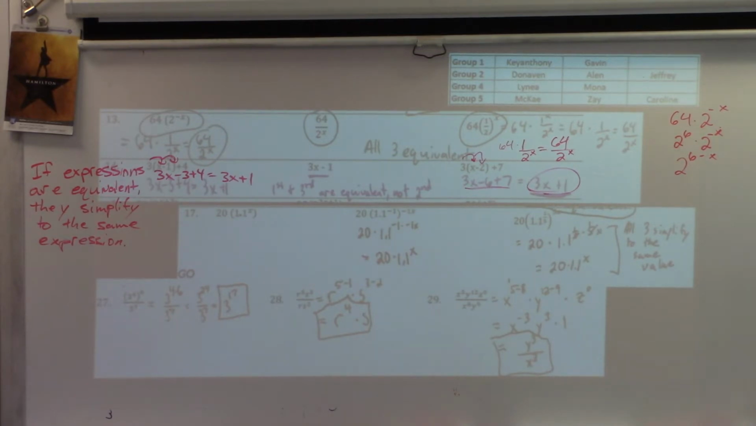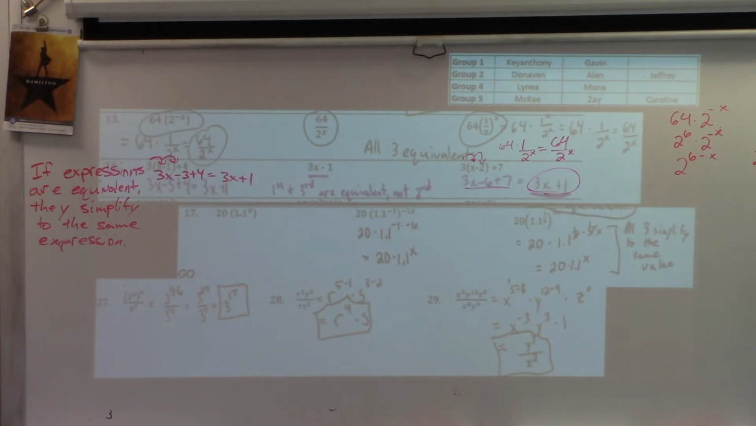What do I do when I'm dividing numbers with the same base? Subtract. 2 to the 6 minus x. Are those equivalent? Mm-hmm. And then 64 times 1 divided by 2 to the x.